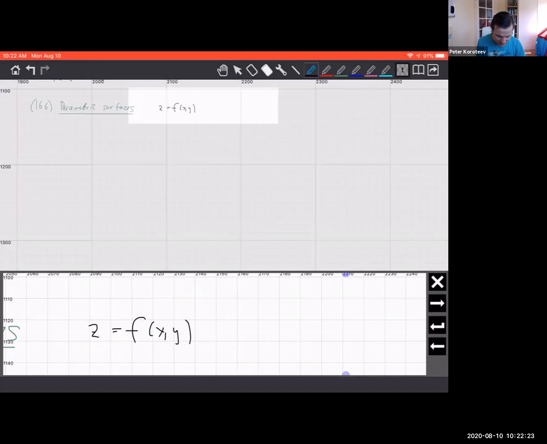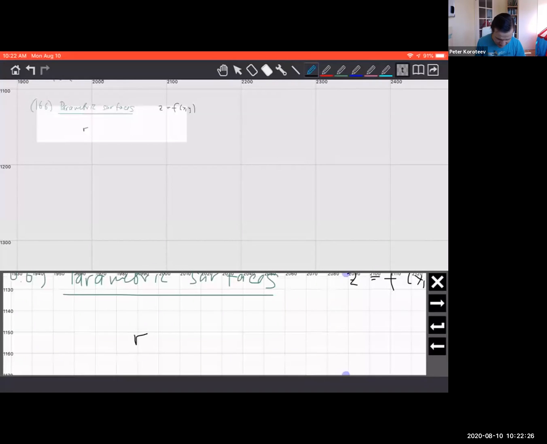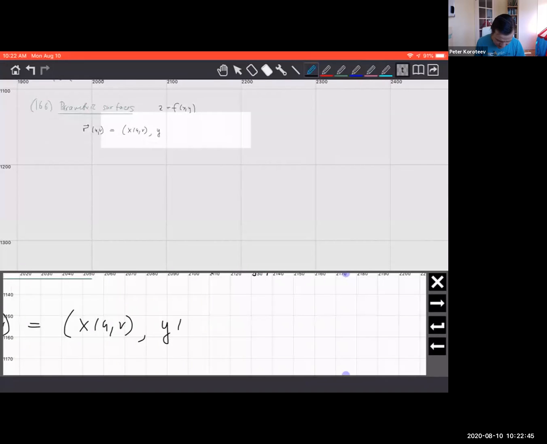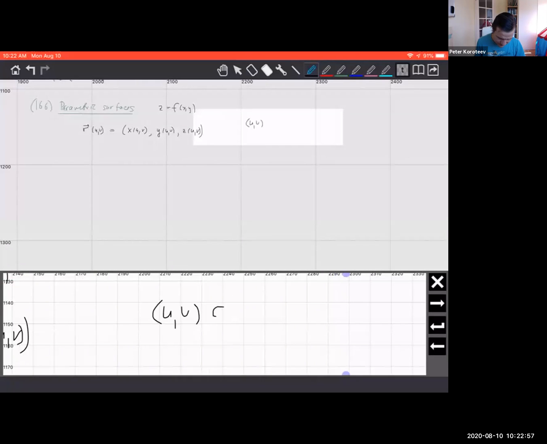The idea behind parametric surfaces is to generalize that. So we have a radius vector r, which now depends on two parameters, so that every component of this vector depends on two parameters. So x, y, and z are now functions of variables u and v, where variables u and v belong to a certain subset of the two-dimensional plane. So this is a parametric surface.